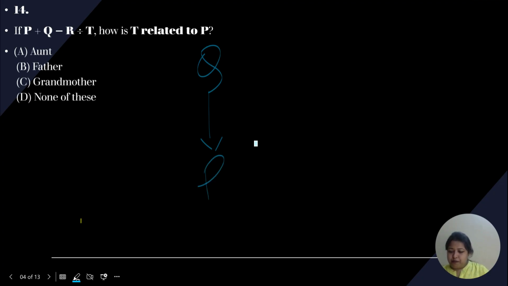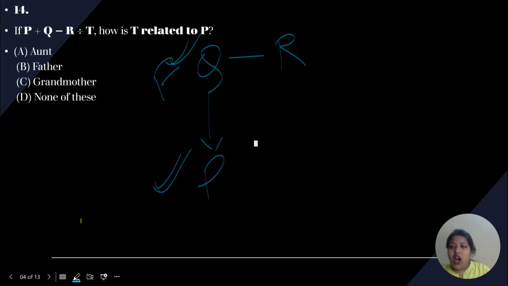P is the daughter of Q, so P is female, and we do not know about Q's gender. Q can be male or female, mother or father, we do not know yet. Now Q minus R, minus means brother, Q is the brother of R. So now we have it: Q is the male, Q is the father of P, and Q is the brother of R. R can be male or female, we do not know yet.